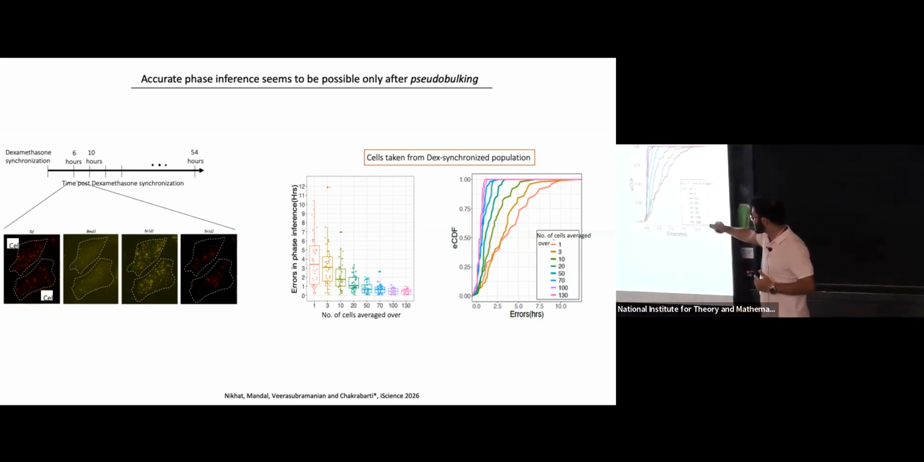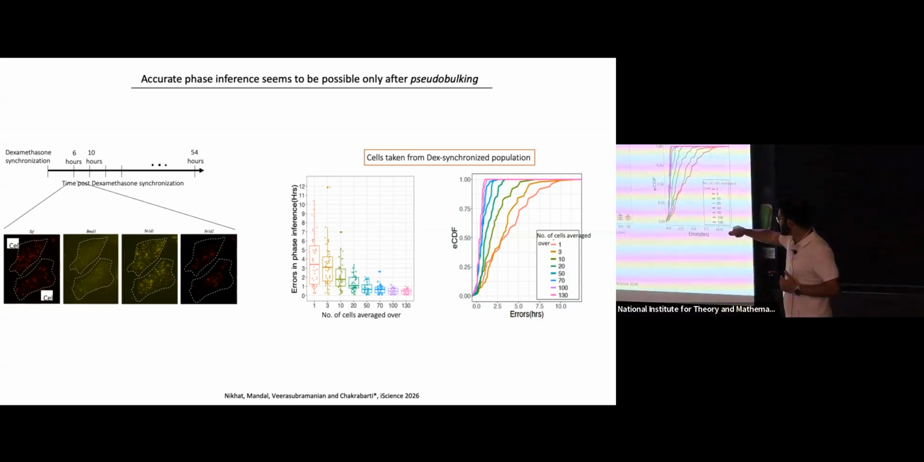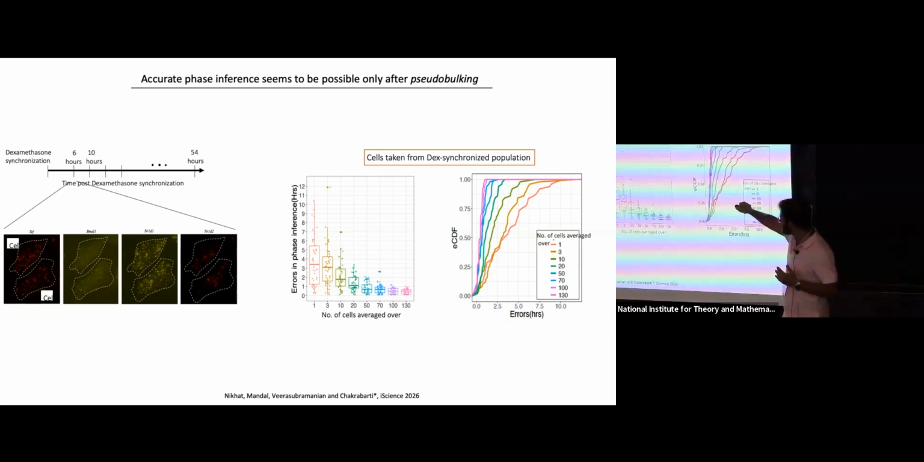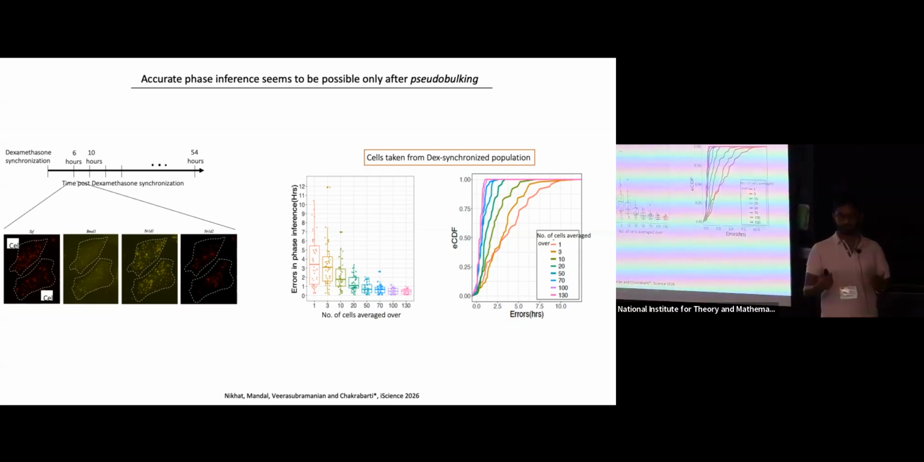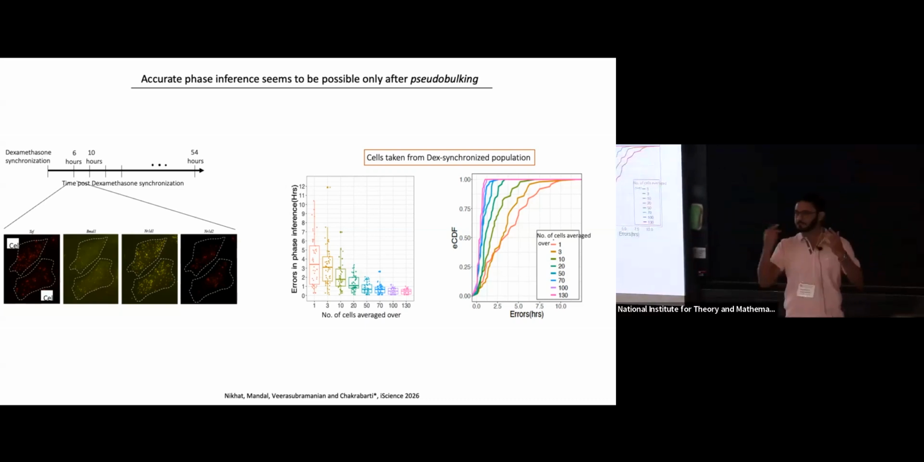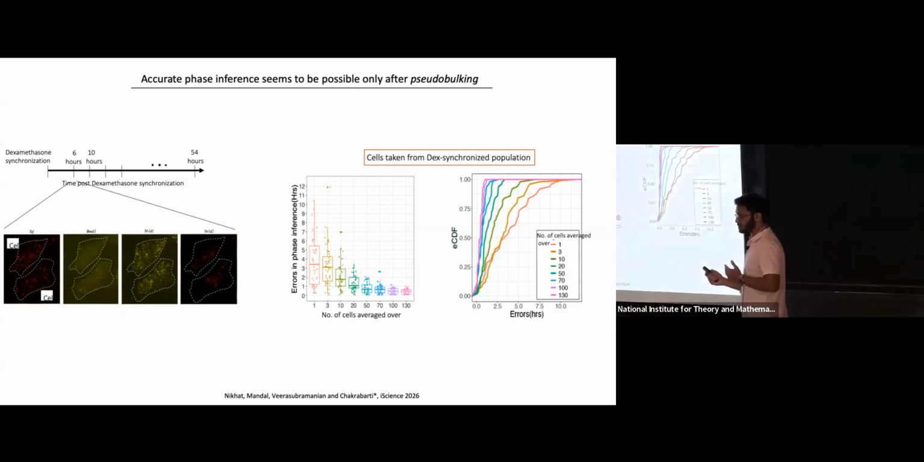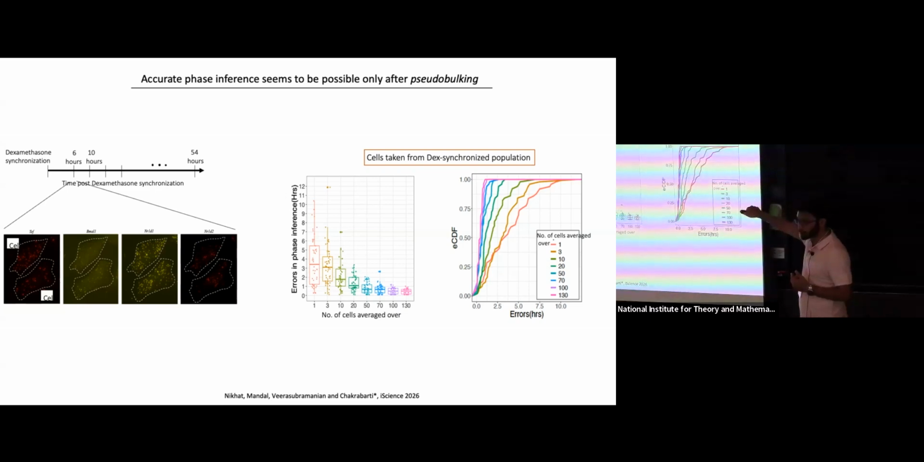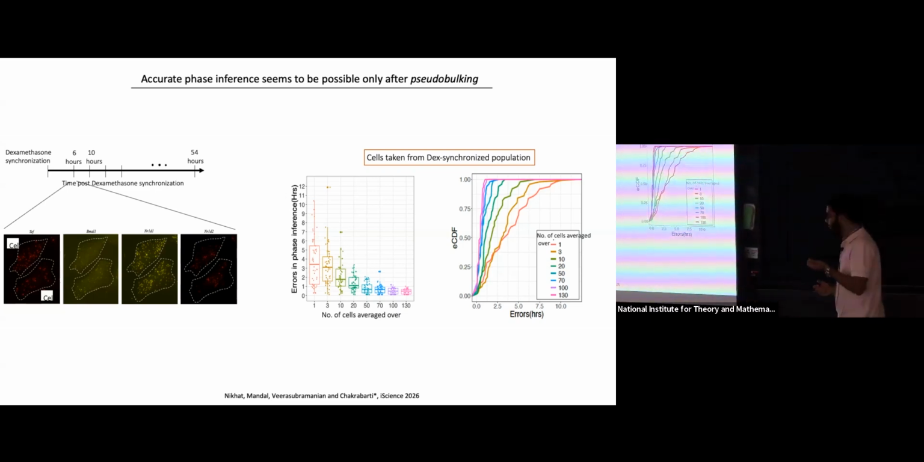And here is the plot. This is on the x-axis telling you how many cells we've averaged or pseudo-bulked over. This is real single cells. And on the y-axis are the errors from our phase inference. Okay, so we have different methods. We tried multiple different methods of state inference. We know the ground truth, so we know the errors in our phase measurements.